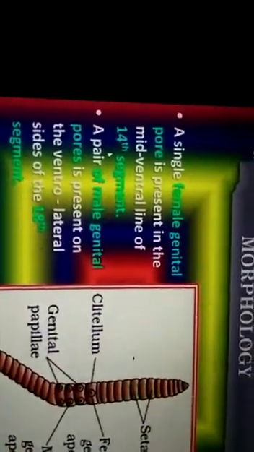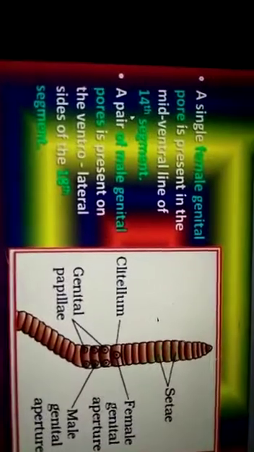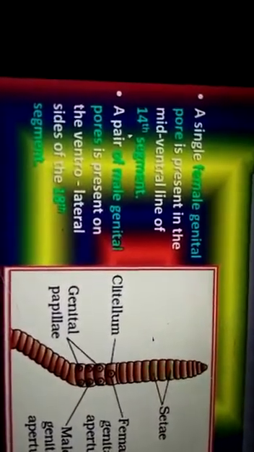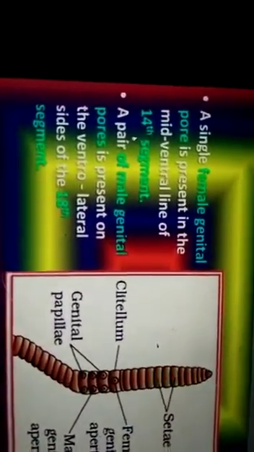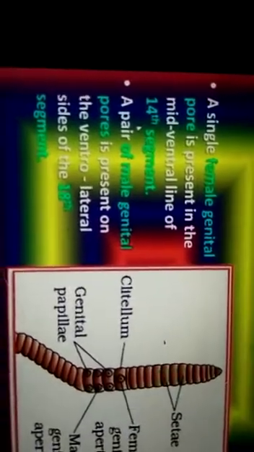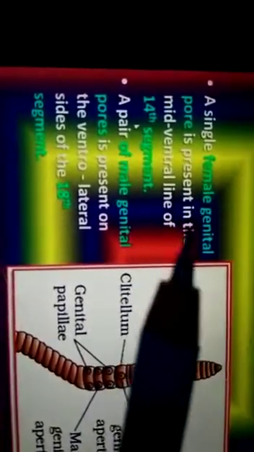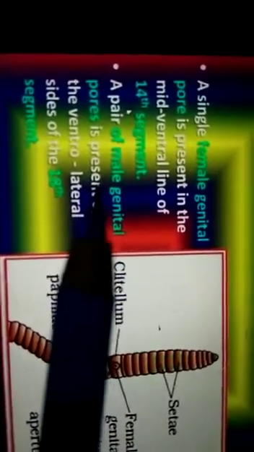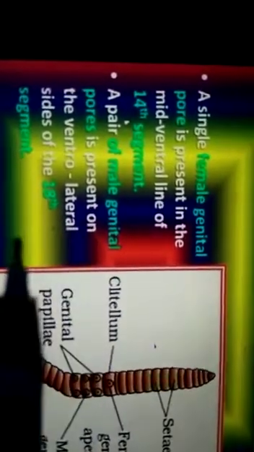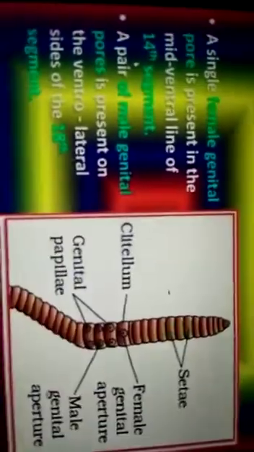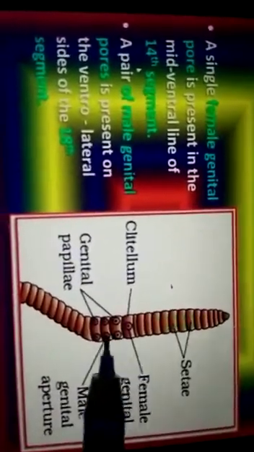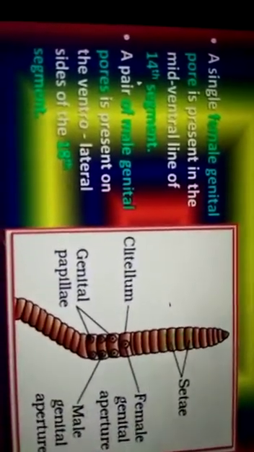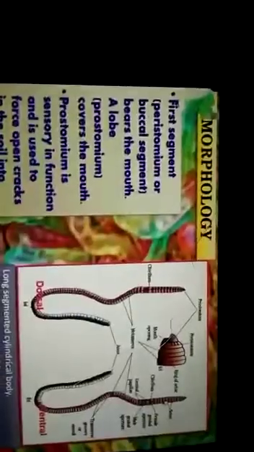Ventral surface, presence of genital openings. The examples are a single female genital pore and another one, the male genital pores, present. Ventral surface, presence of genital openings.